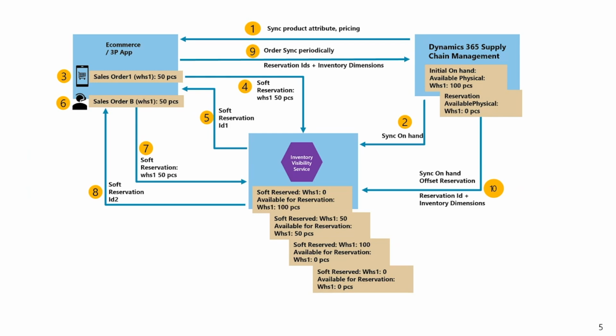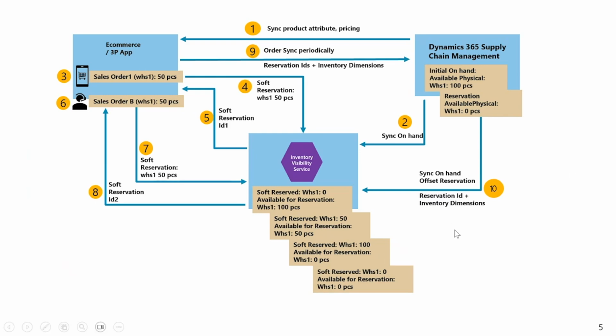In Dynamics 365 SCM, when order lines are reserved or hard reserved, either through automatic reservation, distributed order management, or maybe the release to warehouse process, Dynamics 365 SCM will send an offset reservation request instantly to the inventory visibility service. The offset reservation criteria in this case has to match the product, the reservation ID, and the inventory dimension, meaning the site and warehouse where the order quantity was soft reserved.